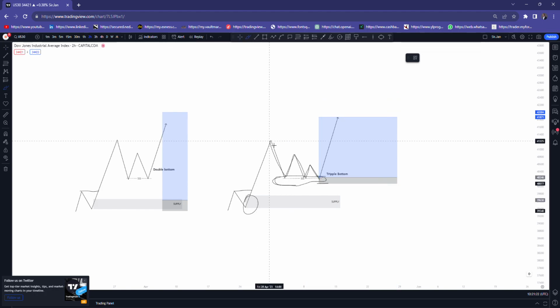There's a nice break of structure here. They are happy, they are in profits. Their assumption is that the price will come back maybe here and push to the upside, not knowing that whatever has been created in this area is just liquidity. It's liquidity all over.